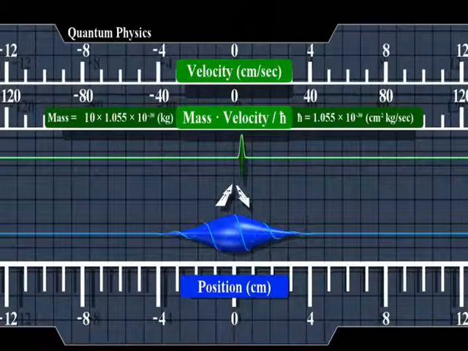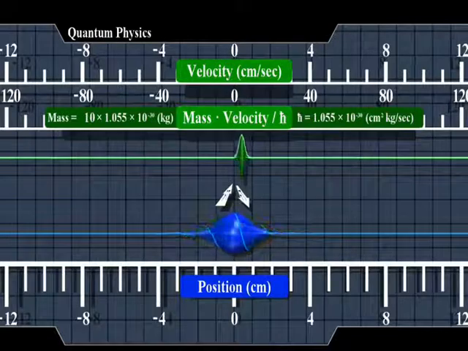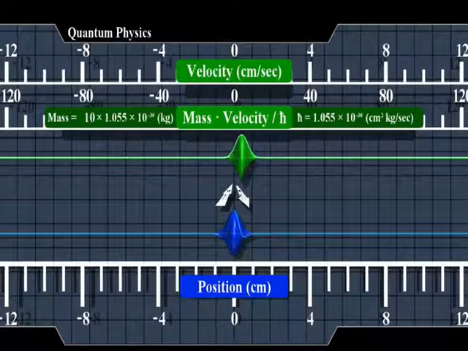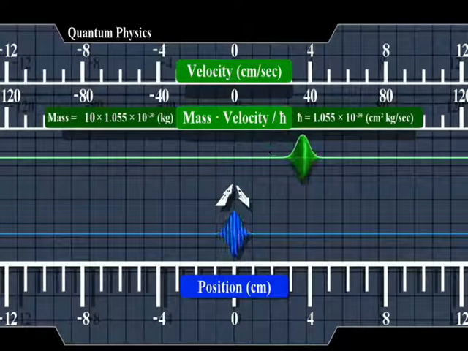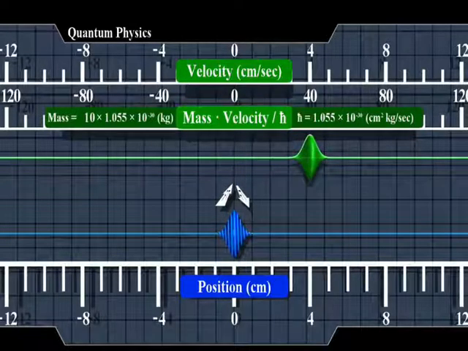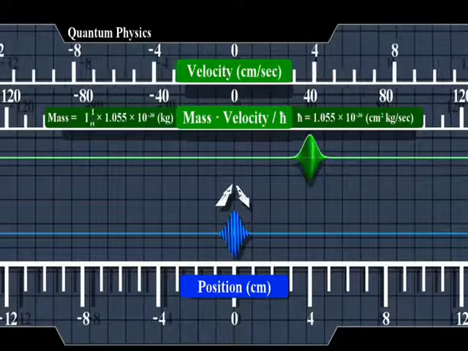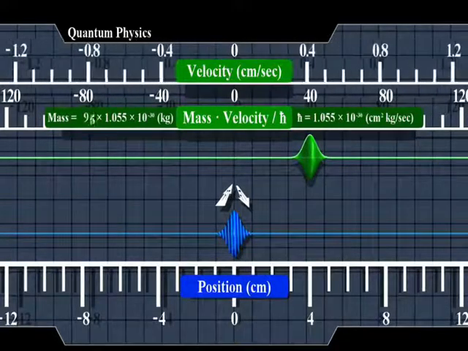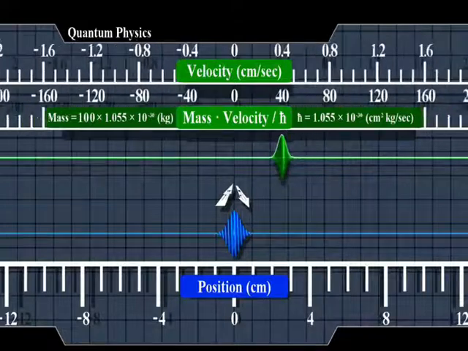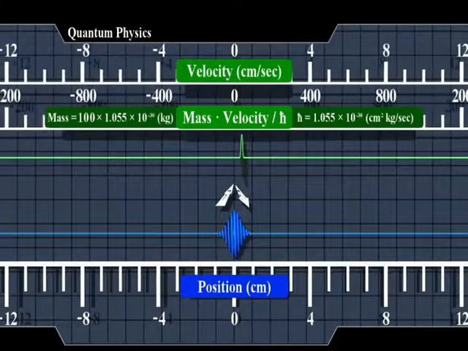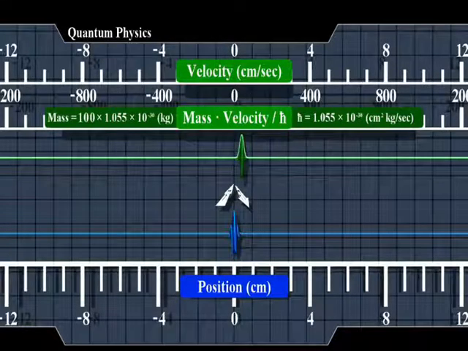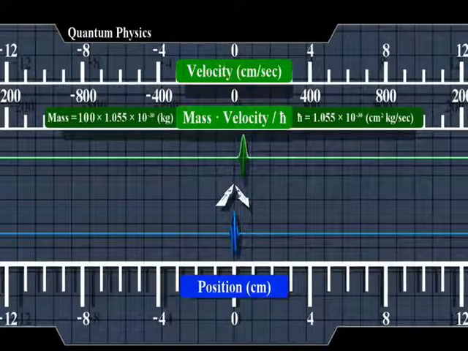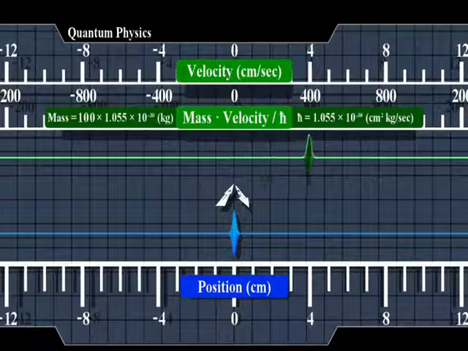Now let's reduce the uncertainty in position and increase the velocity back to 4 centimeters per second. We'll repeat the same steps again. Increase the mass, shrink the image, reduce uncertainty in position, and increase velocity. We are now ready for our final simulation.